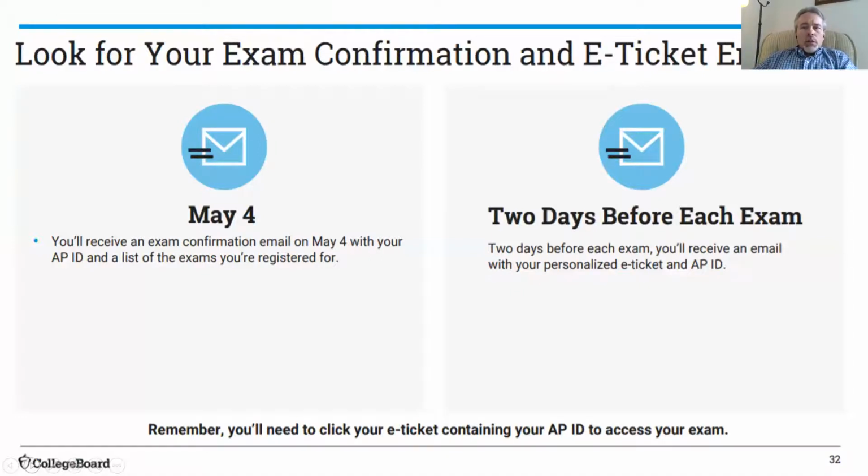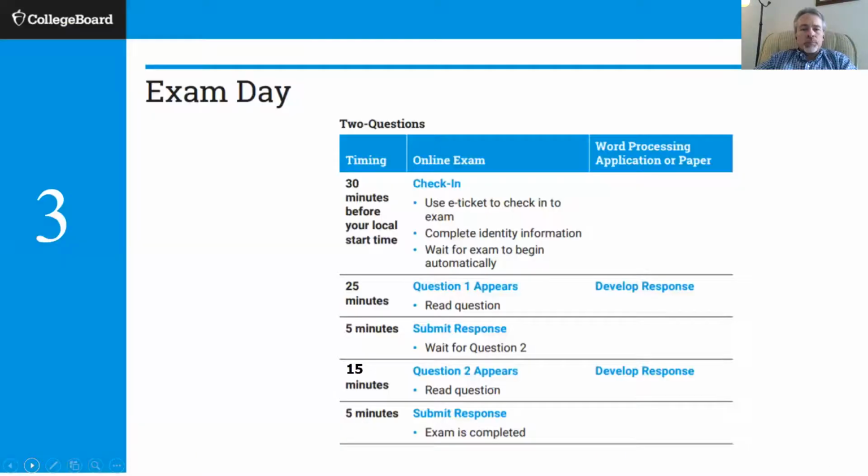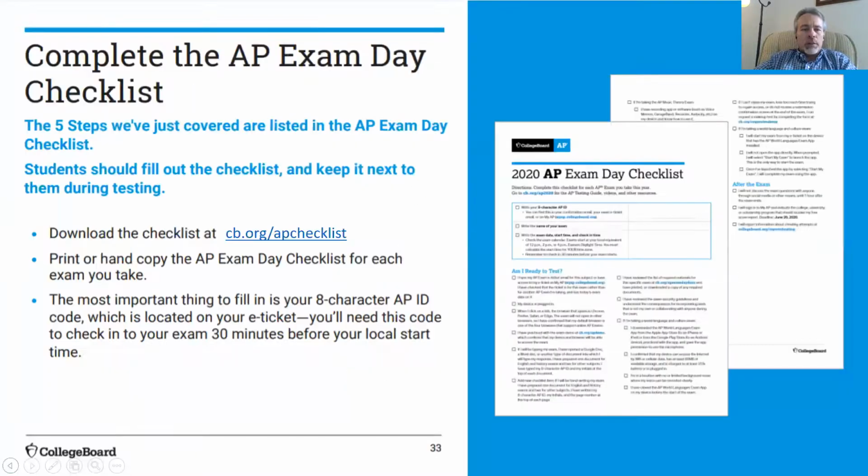All right. So May 4th, again, we're going to have the demo. Okay, and then 2 days before the exam, you're going to be getting your e-ticket. So on Saturday, May 9th. And if you don't get an email, that's okay. You'll go into your College Board account, and that's where you'll find your AP ID. Oops, I feel like I went too far. Yes, I went too far. Sorry.